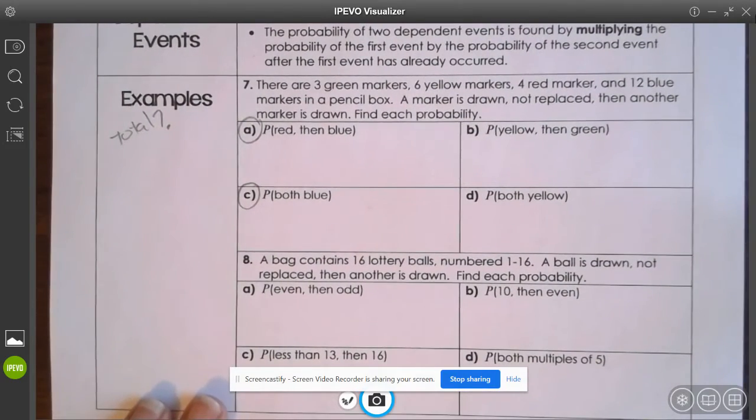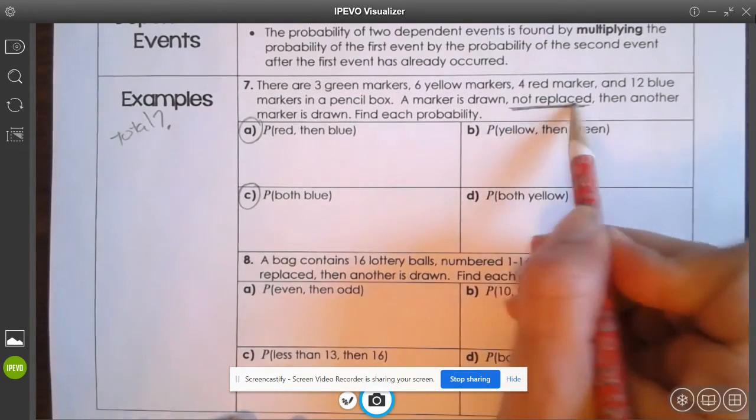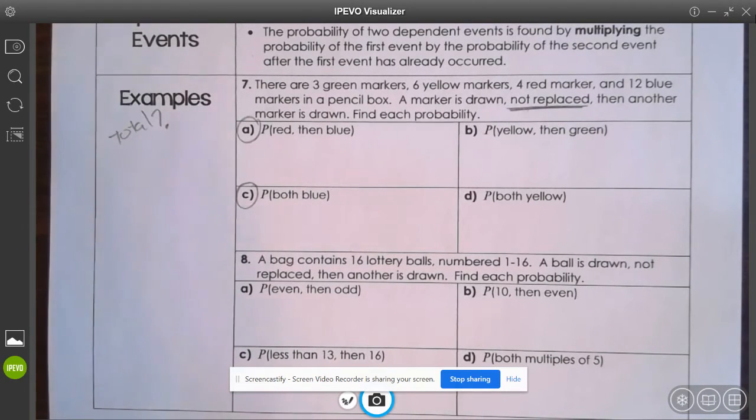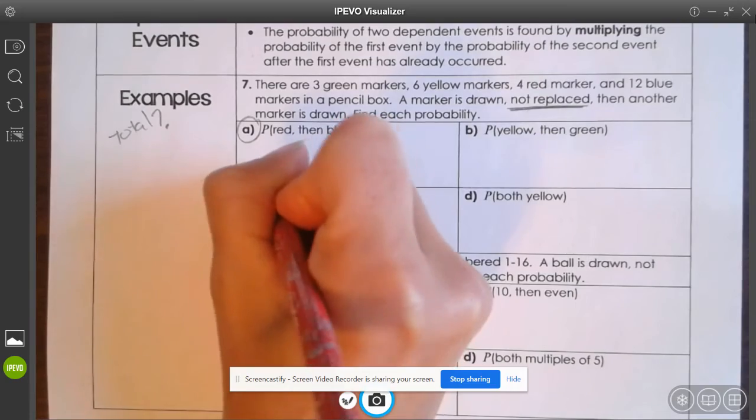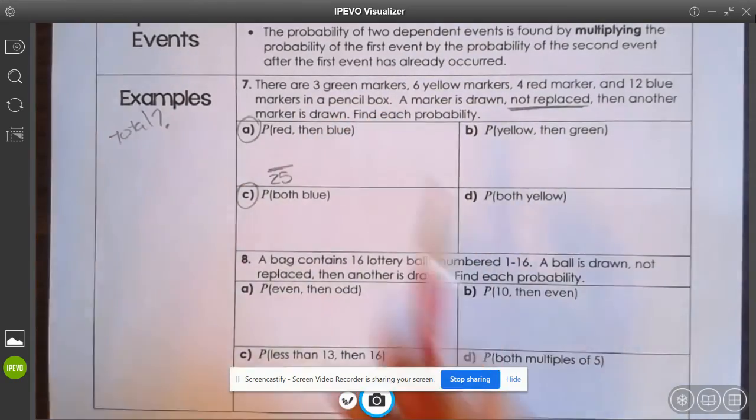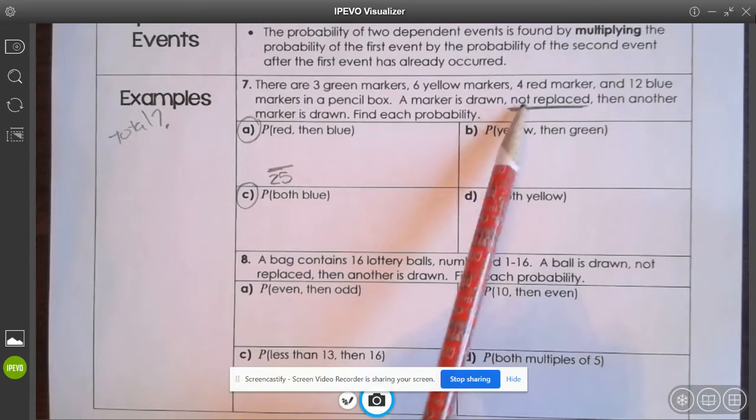So in example 7, there are 3 green markers, 6 yellow markers, 4 red markers, and 12 blue markers in a pencil box. A marker is drawn, not replaced. So that is your cue right there. It's not being replaced, so you're not putting back the marker in the box. Then another marker is drawn, find its probability. So first we count how many we have in total. I think there was 25. Yeah, so 25. We have 25 in total. That's our denominator.